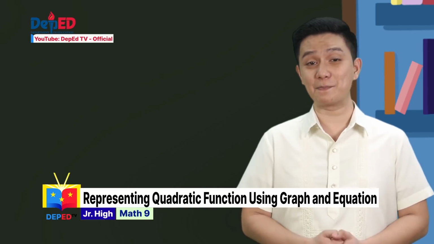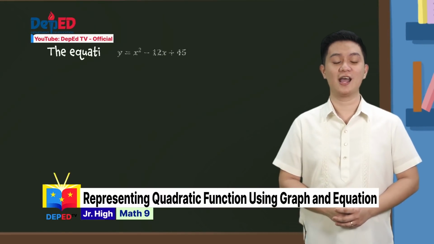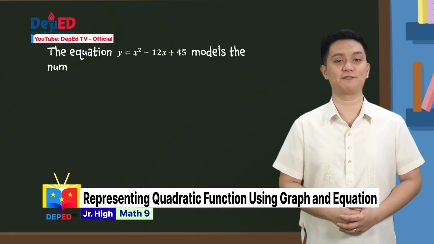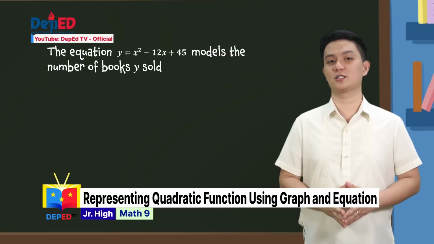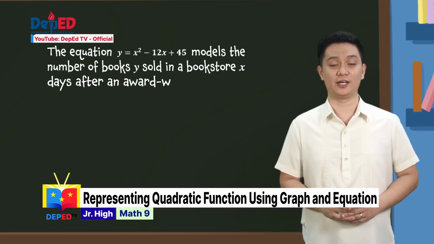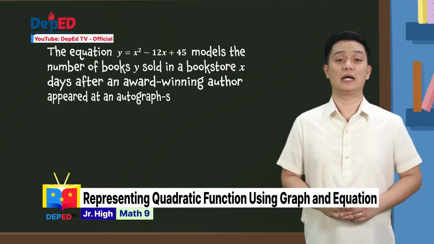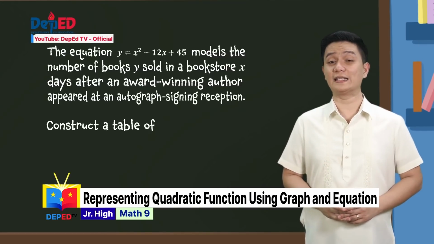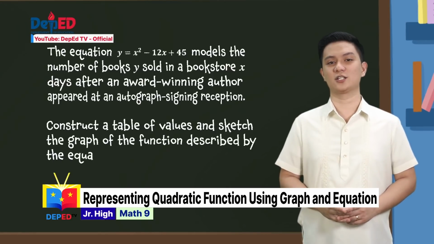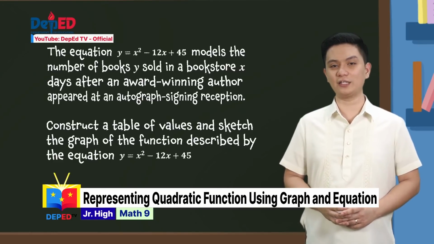Kagamath, ready your paper and pen. It's Math the Moment! The equation y equals x squared minus 12x plus 45 models the number of books y sold in a bookstore x days after an award-winning author appeared at an autograph signing reception. Item number 1. Construct a table of values and sketch the graph of the function described by the equation y is equal to x squared minus 12x plus 45.